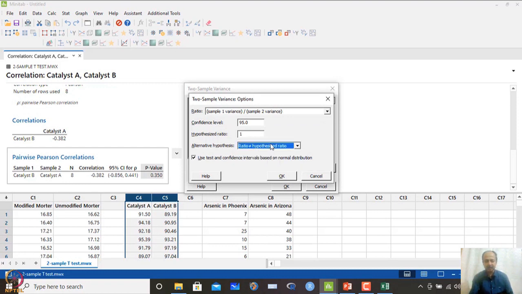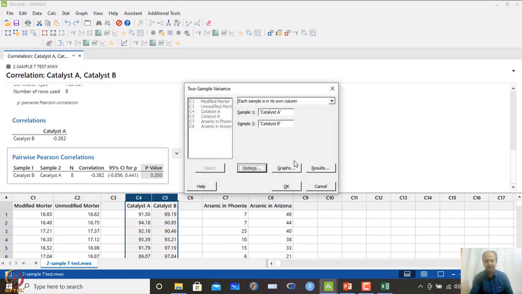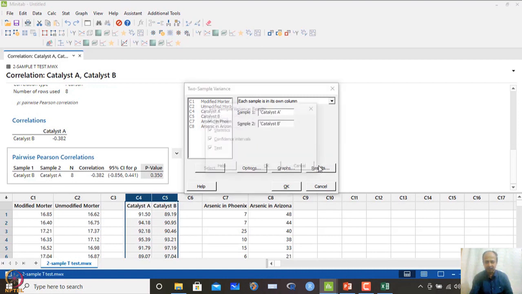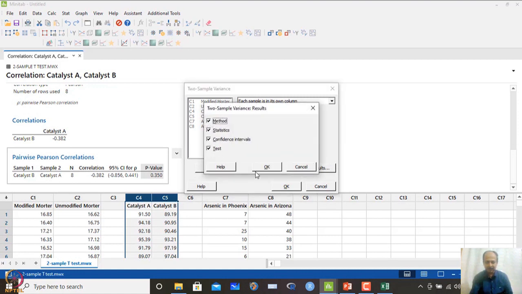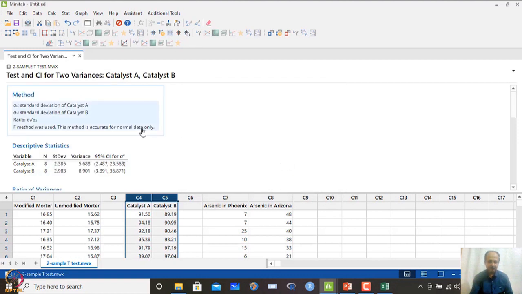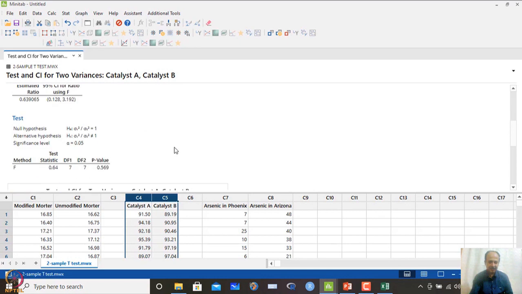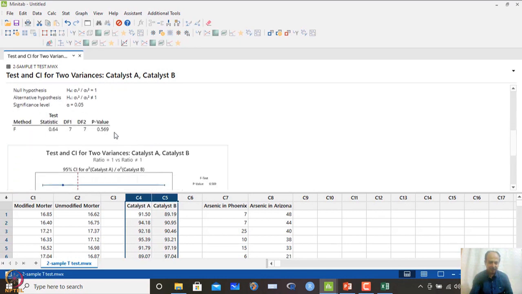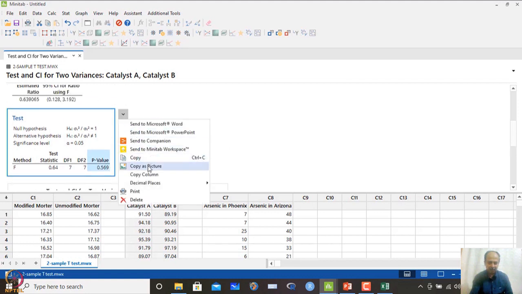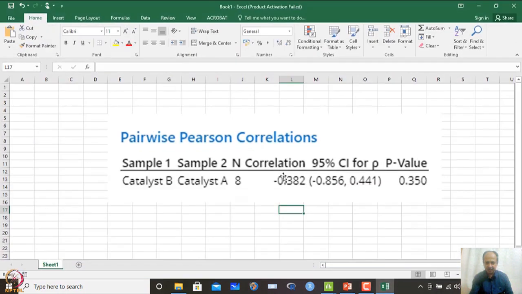So a two-sided test is what I am doing here, assuming normal distribution. If I give okay, I can see summary plots and I can also see results. All the results are given here. This is by default, and I click okay. What I get is an F statistic, and correspondingly I can copy this as an image and paste it over here.